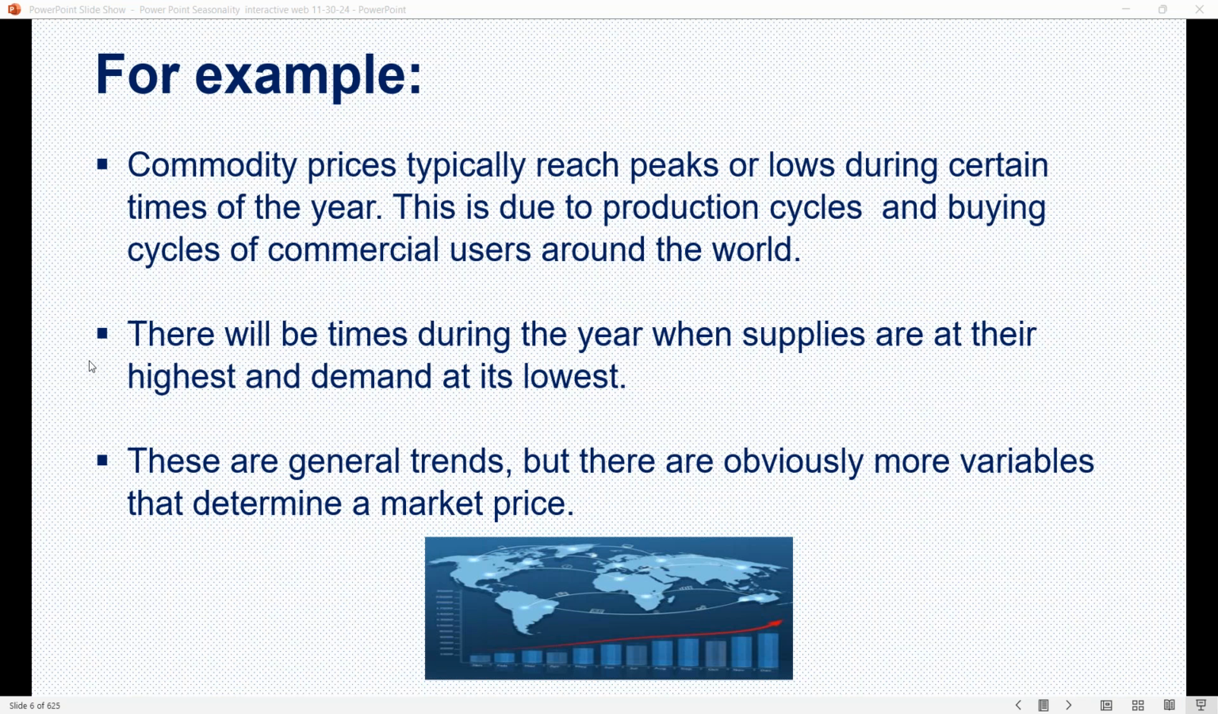Now, this is due to either production cycles or buying cycles. Commercial users around the world will have different cycles as to when they want to restock supplies or get rid of excess supplies. So there are going to be times during the year when supplies are at their highest and demand is at the lowest for certain market commodities.